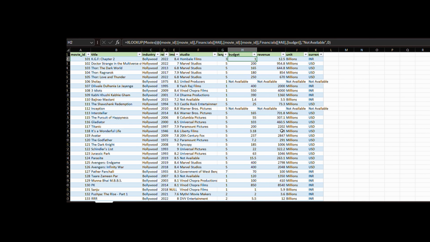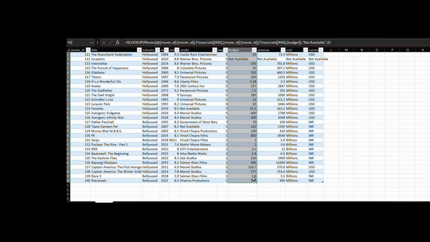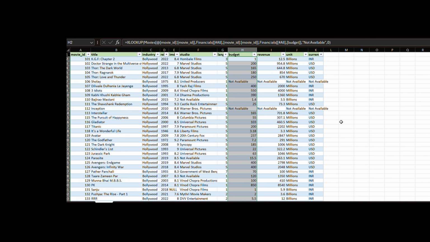Otherwise, if you just start summing this column directly, you will get some large number, but it is not the correct way.